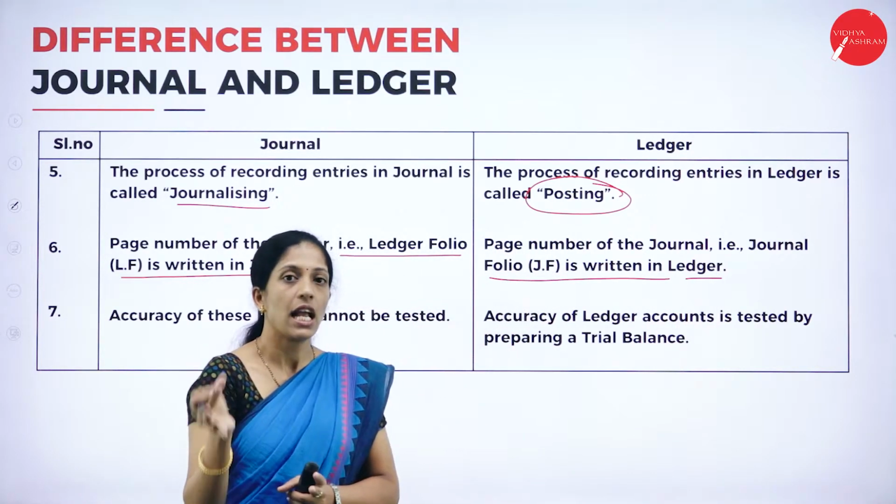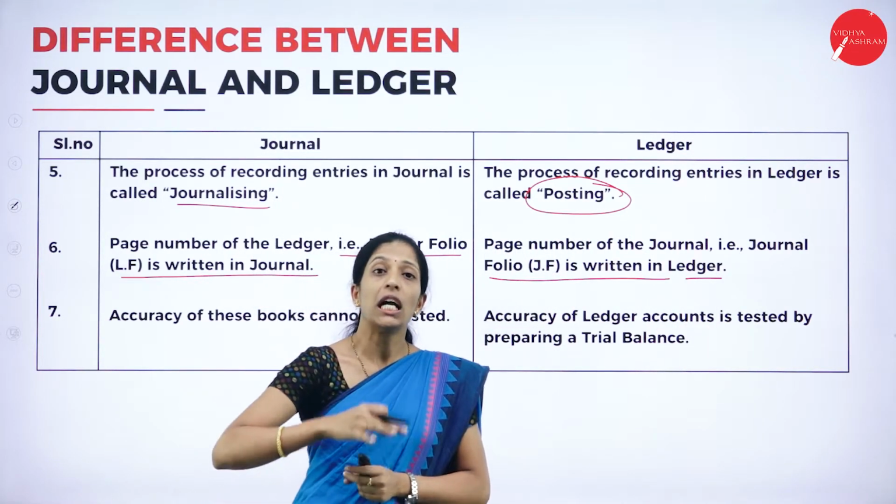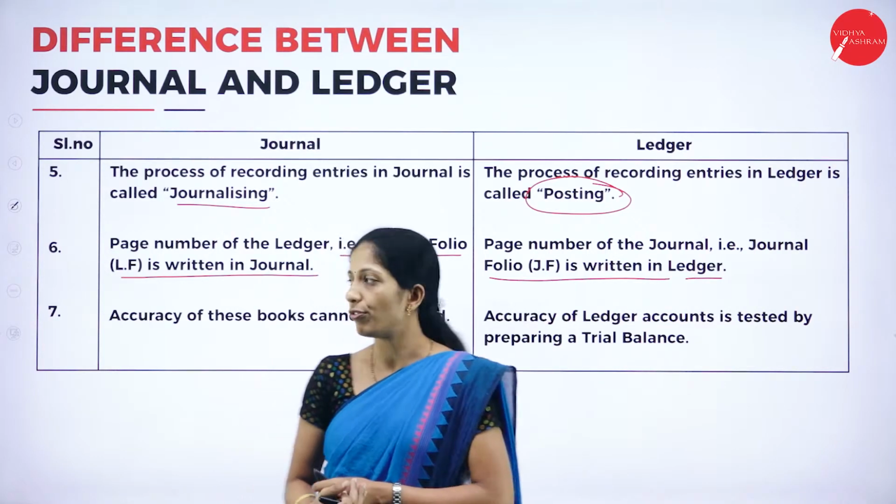So, it will be reverse. In ledger, we will record journal folio. In journal, we will record ledger folio.